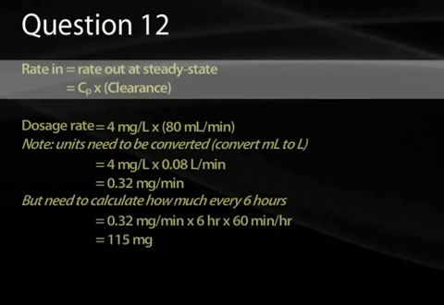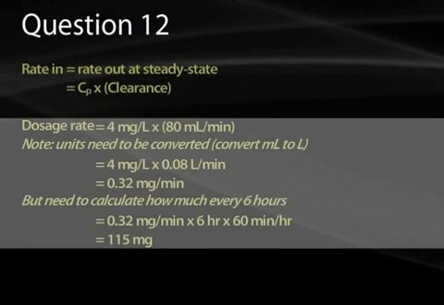Remember that at steady state, the rate in has to equal the rate out. And remember that the rate out at the steady state is equal to the plasma concentration times the clearance. So the dosing rate is going to be equal to 4 milligrams per liter times 80 mils per minute, which are the clearance and the plasma concentration.